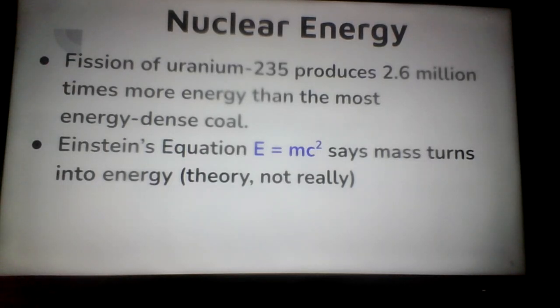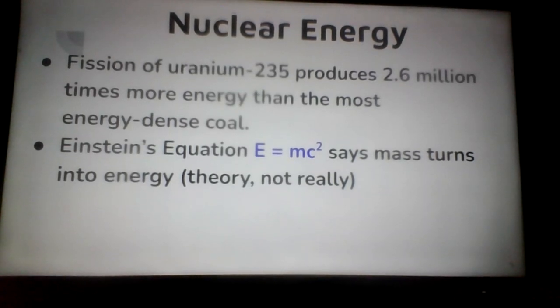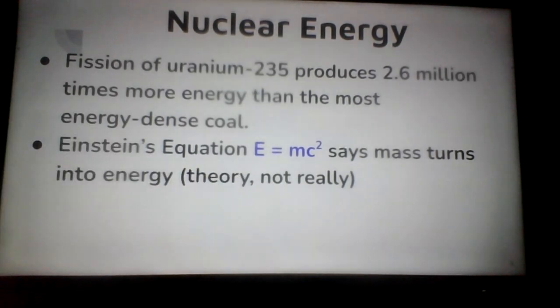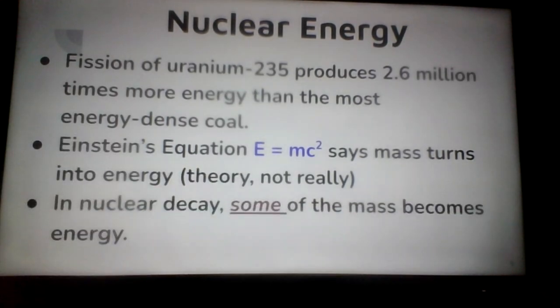E equals mc squared says if we could turn mass into energy, how much energy could we get? Again, it's a theory. It can't really happen. However, in nuclear decay, some of the mass, those protons and neutrons, becomes energy. Not a whole lot, but some does, and that's where we get that nuclear radiation from.